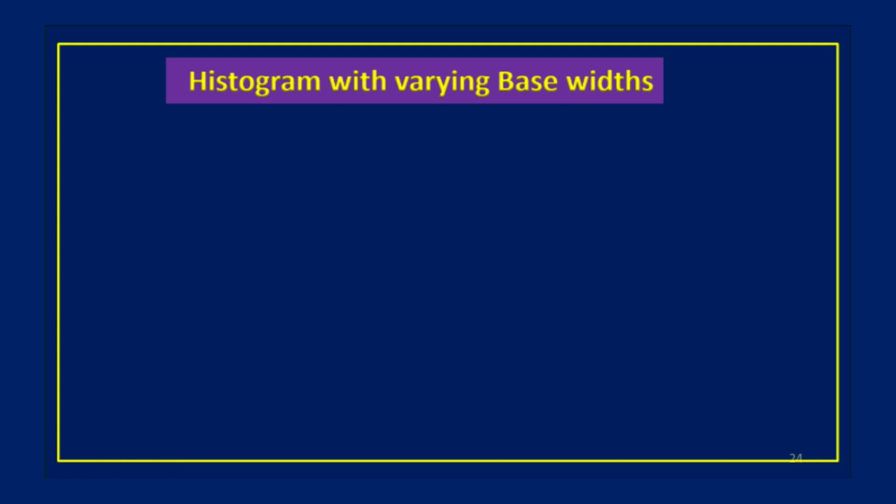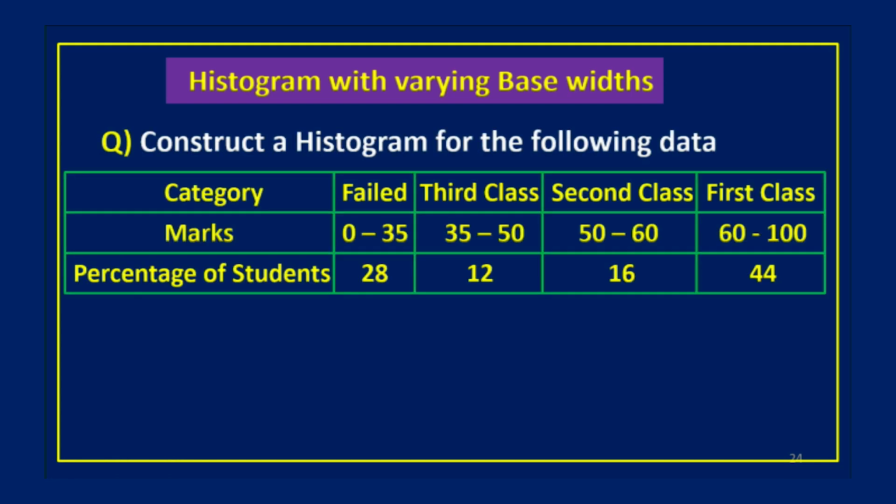Histogram with varying base widths. Children, here I am considering a histogram which is having different classes, or we can say sizes of classes are different. Children, you can understand here 0 to 35 marks failed, 35 to 50 marks third class, 50 to 60 marks second class, 60 to 100 first class. Here the size is 35, here it is 15, here it is 10, here it is 40.